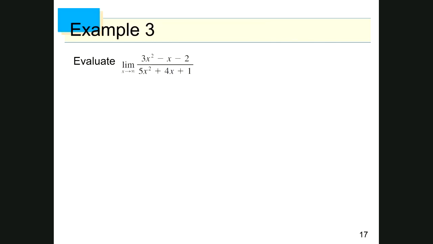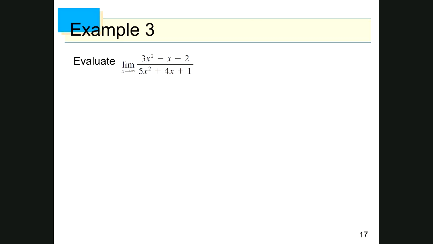Now let's look at this nice example. Evaluate the limit as x approaches infinity of this rational function. Remember our definition of rational function? A polynomial over a polynomial, right? Now, this is a procedure that I want you to do when I ask you this question.